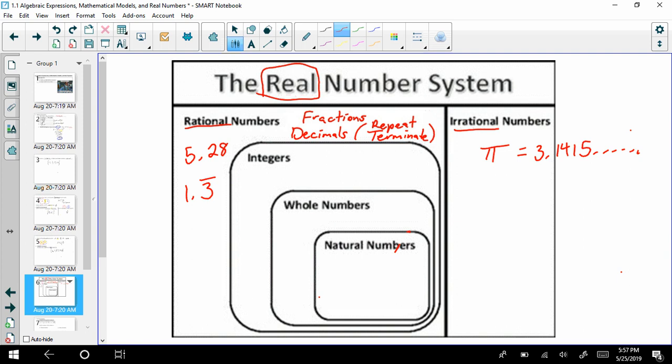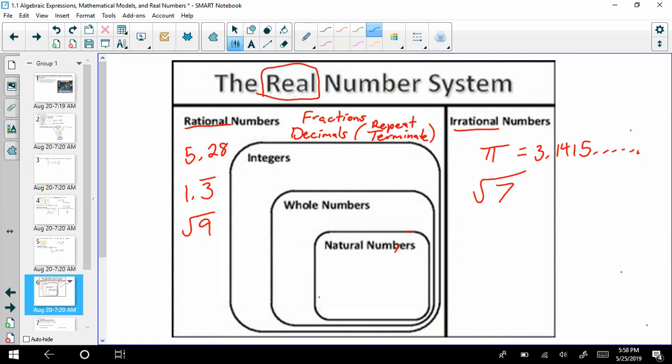Another example of an irrational number could be square root 7. If you were to do that in the calculator, you'll get this decimal, and this decimal doesn't stop and it doesn't repeat itself. It just goes on forever. An example of a rational number could be square root 9, because even though it's a square root, the square root of 9 is 3, which stops.